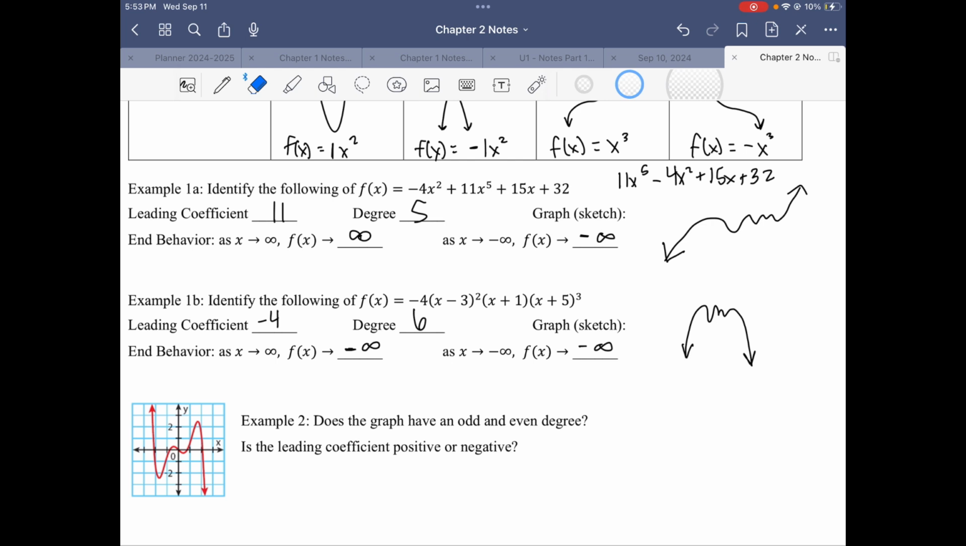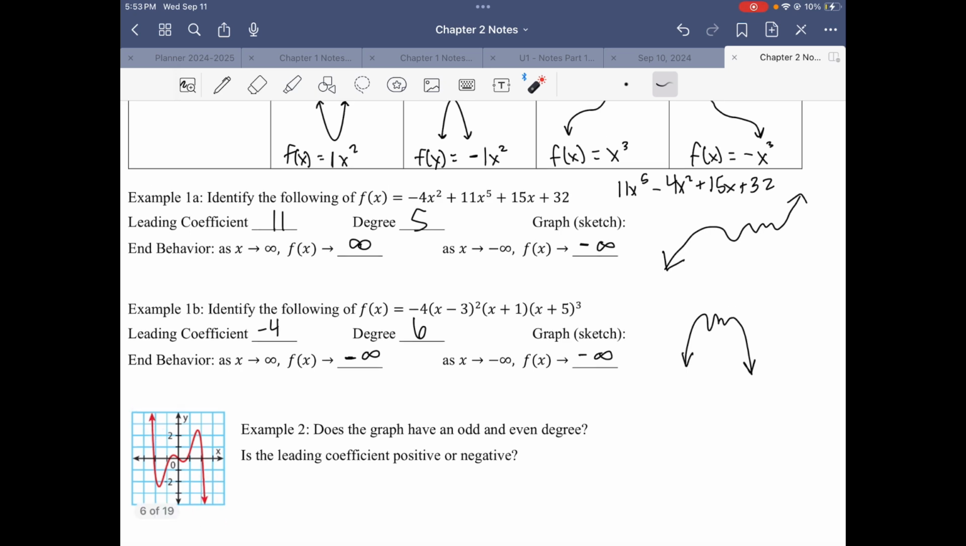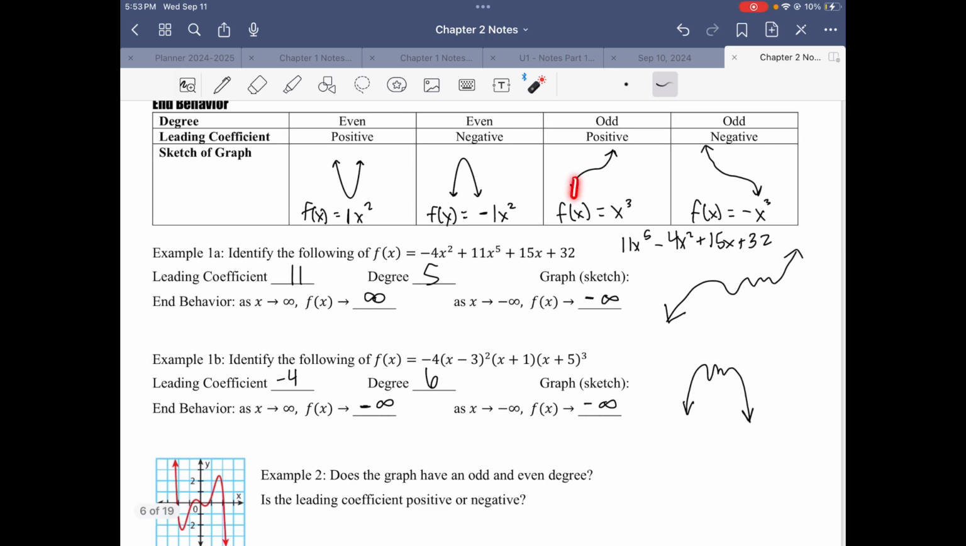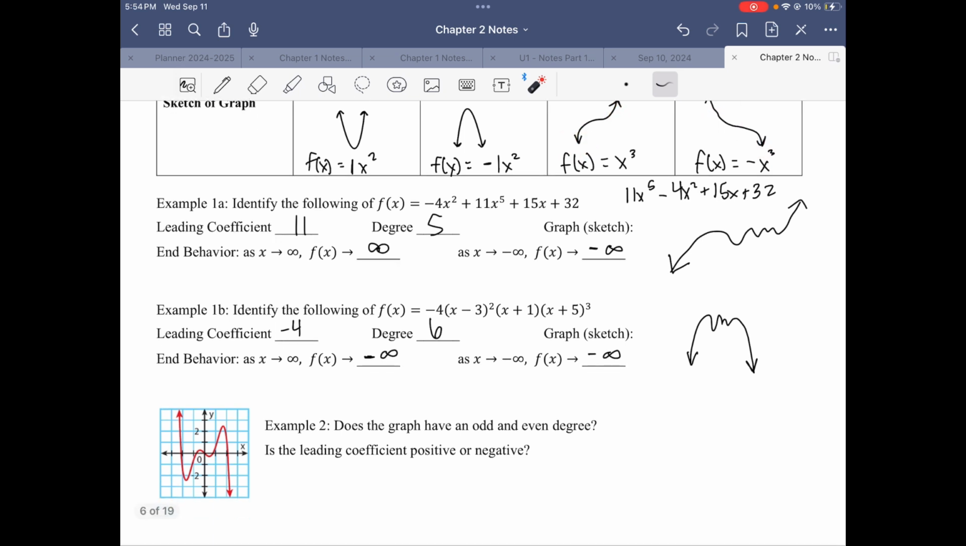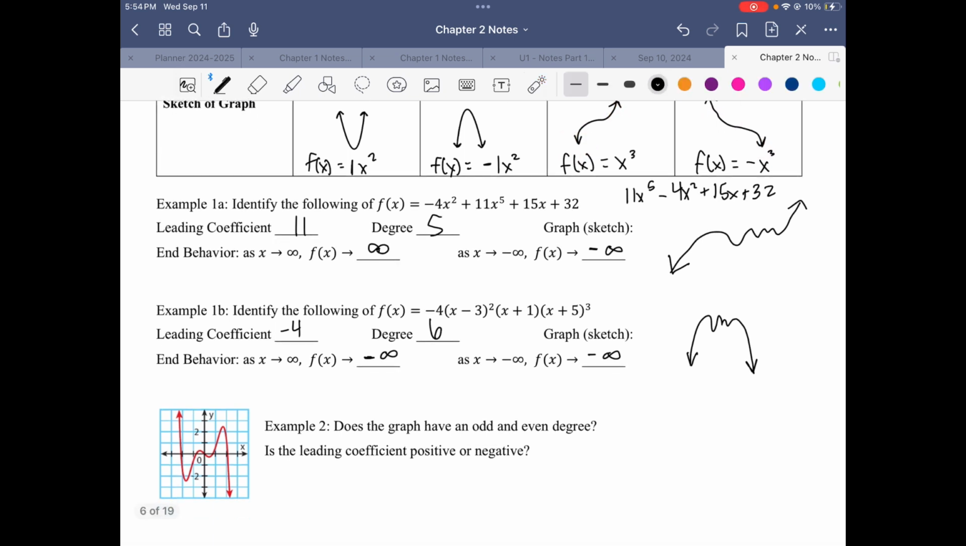Now for example 2, it's asking if the graph has an even or an odd degree. So what we are looking at to determine that is the ends here. This end goes up and this end goes down. And as you notice up here, the only ones that go in opposite directions are indeed our odd degree polynomials. The even degree polynomials either both go up or both go down. Okay, so we already know that this one has an odd degree.